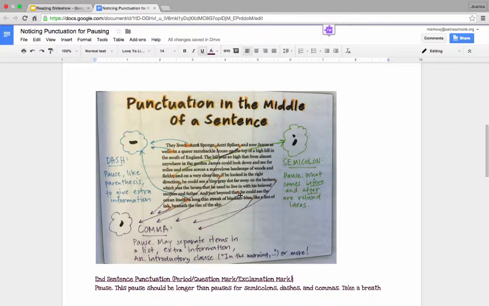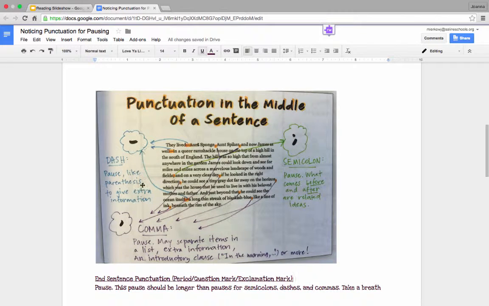And just beyond that, he could see the ocean itself, a long, thin streak of blackish blue, like a line of ink beneath the rim of the sky. So when I'm reading that, I hope you notice that I'm pausing at the punctuation.